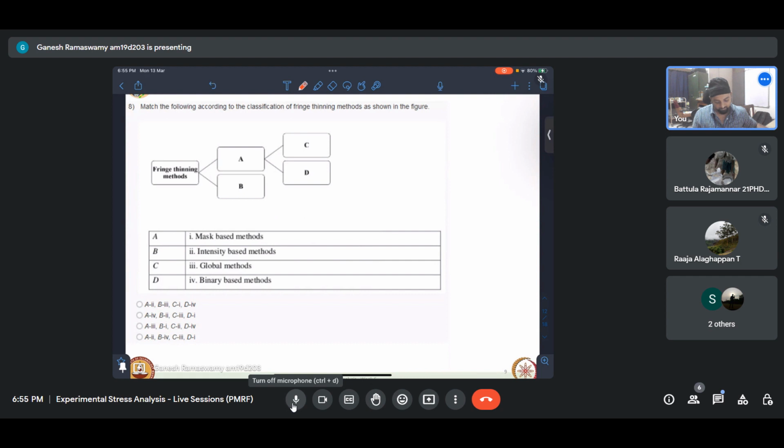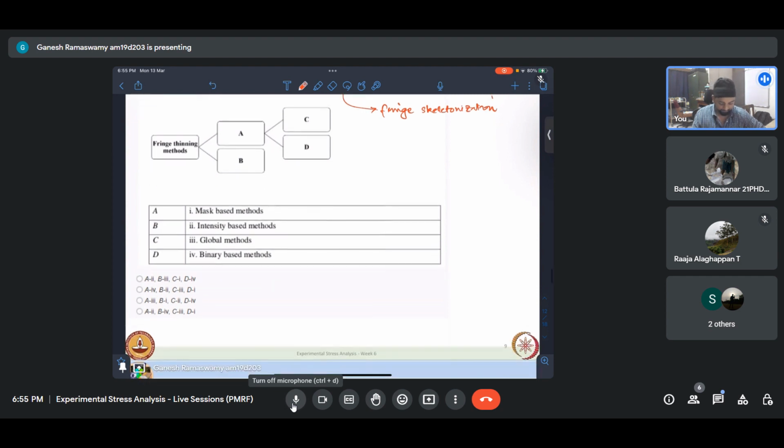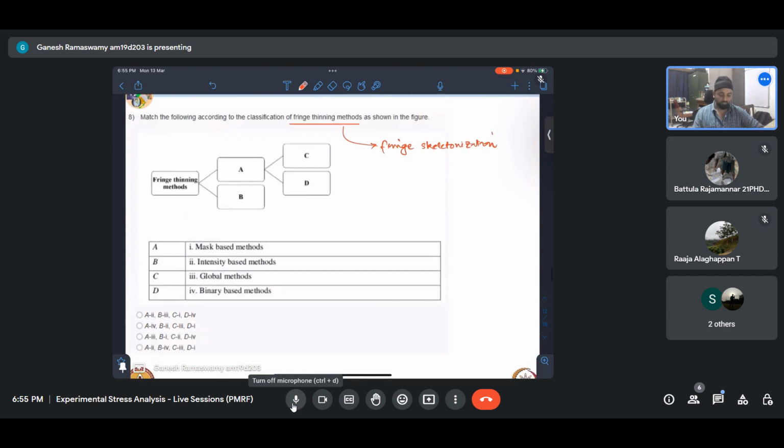Match the following according to the classification of fringe thinning methods. Fringe thinning method is nothing but our fringe skeletonization only. In the figure, fringe thinning methods are how to populate this. You just take a look.